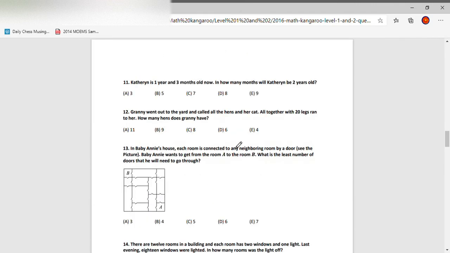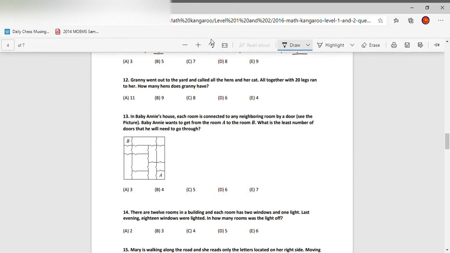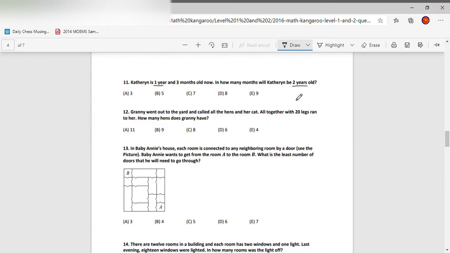Number 11. Catherine is 1 year and 3 months old now. In how many months will Catherine be 2 years old? So we have 1 year and 2 years. They have a matching label. So when we want to subtract the years or add the years, we want them to have the matching label. So we can't subtract 3 months because it has months as the label. But we can subtract the years because they have the same label, years.